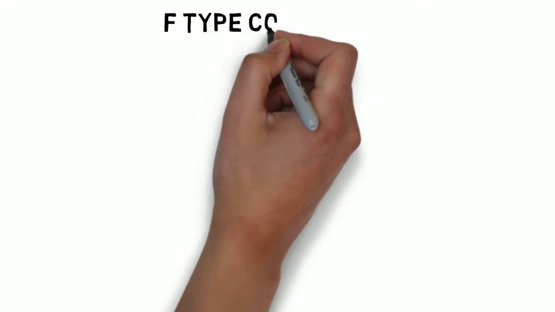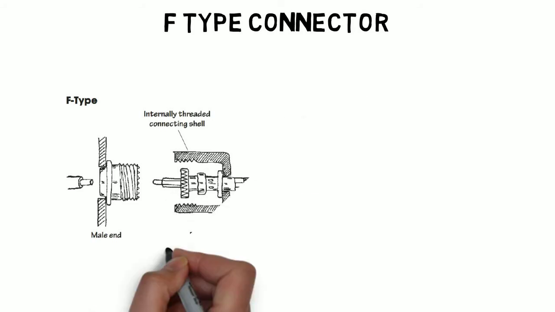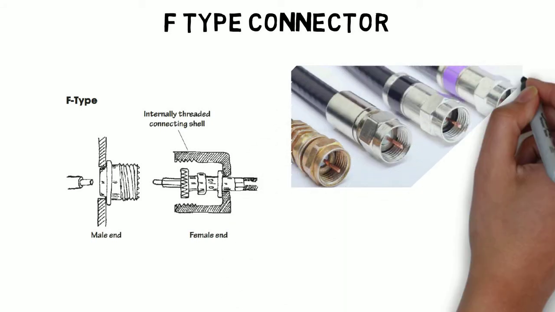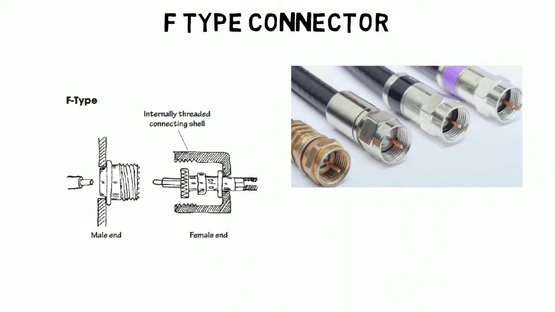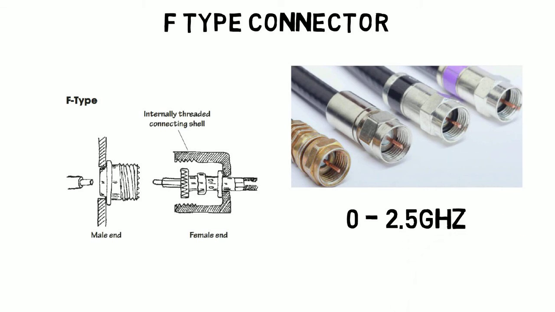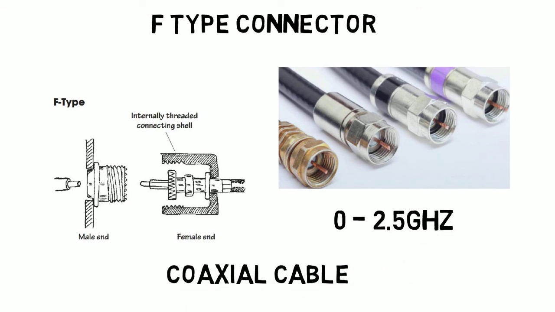Anyways, eighth on our list are F-type connectors. This type of connector is used in over-the-air terrestrial televisions, cable televisions, and universally for satellite televisions, and also for cable modems. F-type connectors are either threaded or friction fit together. Their passband is quite high, around 0 to 2.5 GHz, and they are used with coaxial cables.